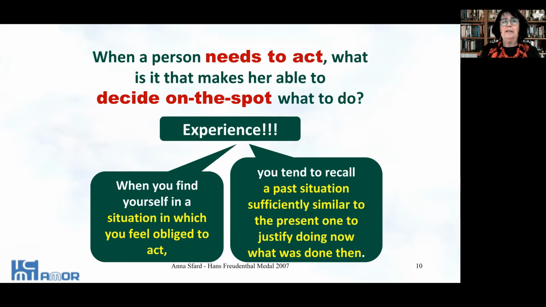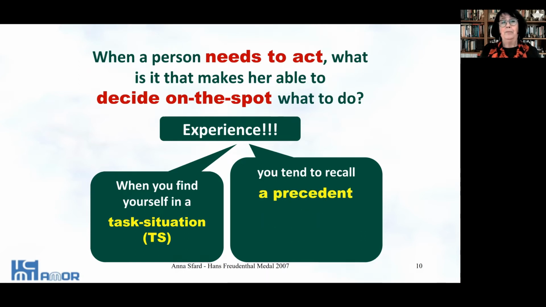For brevity, let me replace the words in yellow on the left with the brief task situation, or TS for short. And let me substitute this long yellow phrase on the right with just one short word, a precedent. The elaborate initial sentence is now much clearer. When you find yourself in a task situation, you tend to recall a precedent. This means that your past experience is responsible for your future ways of acting.